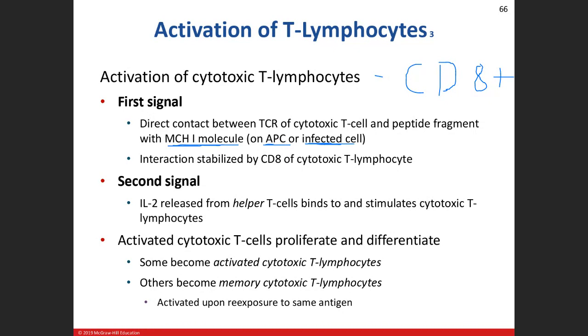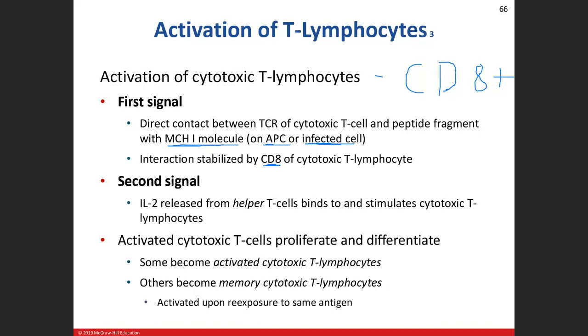So the same type of scenario will happen here. The cytotoxic T lymphocyte's T receptor will engage with the antigen that's being expressed on the class 1 MHC molecule. And then the CD8 protein will stabilize that connection. So that's the first signal, similar to the CD4.